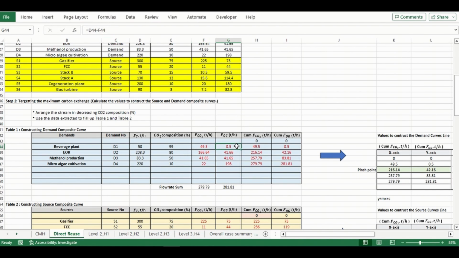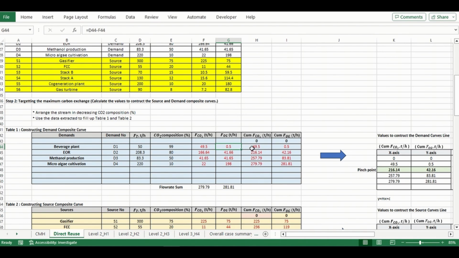And next is simply to multiply the total flow rate with the remaining other gases composition, or just subtract the flow rate of CO2 from the total flow rate. I'm using the second case, where I multiply the total flow rate with the flow rate of CO2. We have also added the columns for cumulative flow rate of CO2 and cumulative flow rate of other gases. We need to find these two values because we're going to construct composite curves based on them.